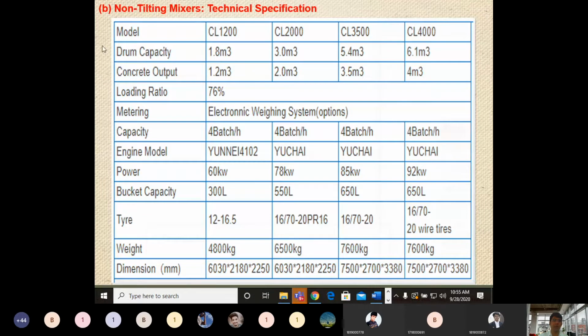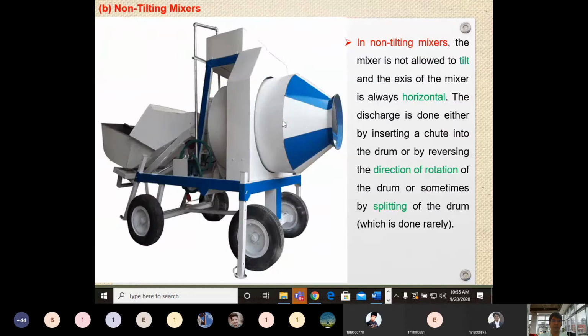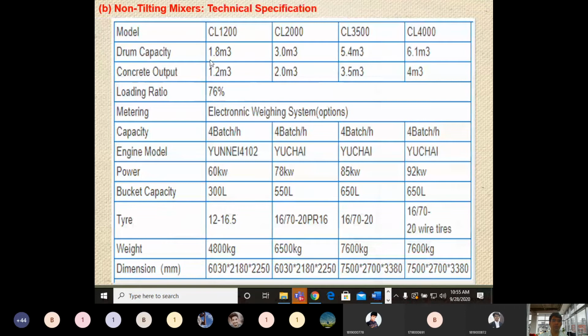Now, as far as the drum capacity is concerned, if you see the previous slide, this is a particular concrete drum. In the first model, the drum capacity is 1.8 meter cube. Then for the CL 2000, the drum capacity is 3 meter cube. Then for this model type 5.4 meter cube, and for the CL 4000 model type 6.1 meter cube. Then we get the concrete output. A good concrete output we will get is 1.2 meter cube for the first, for the second 2 meter cube, 3.5 meter cube, 4 meter cube.